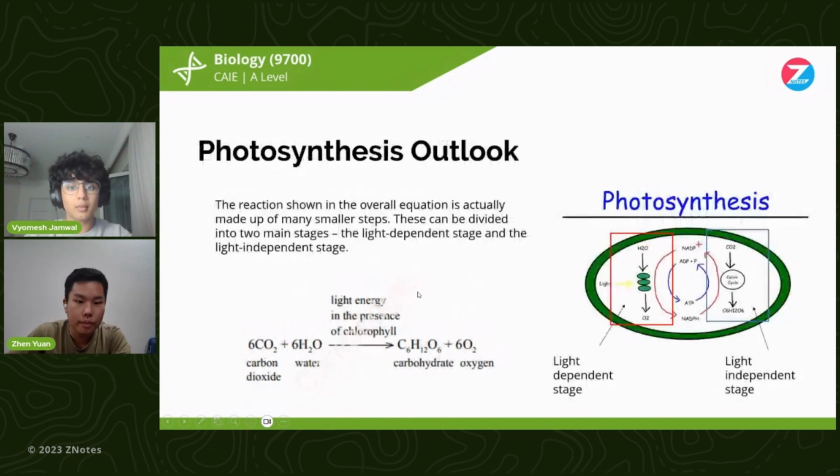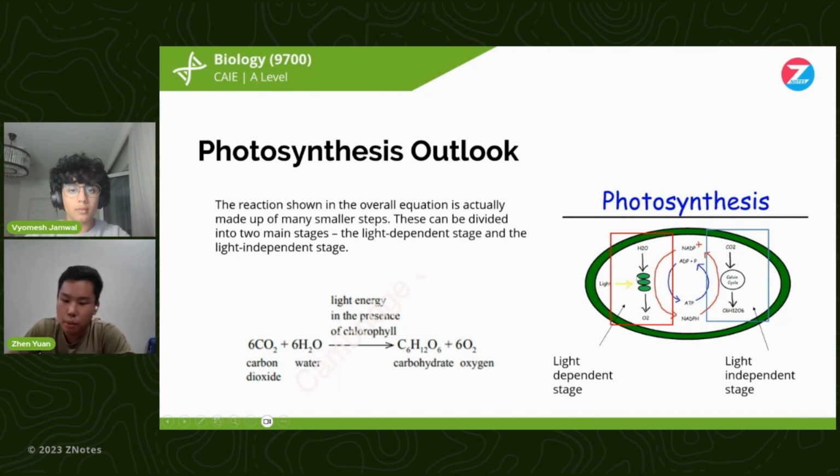So let's take an outlook of photosynthesis. As I said, the reaction shown in the overall equation is actually made up of many other smaller steps. These can be divided into two main stages, the light-dependent stage and the light-independent stage. As you can see here, this is your light-dependent stage. Light is used in this stage, and here's your light-independent stage. And yeah, here's your overall equation.